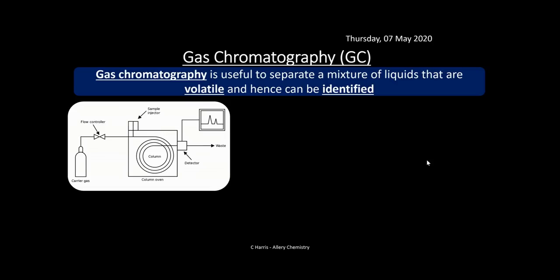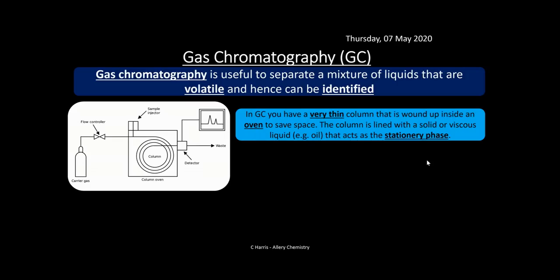So a gas chromatograph looks like this. This is the equipment. They're quite big bits of equipment, and they'll sit on a bench. But this is the diagram version here. In gas chromatography, we have a very thin column that is wound up inside an oven to save space. Because these things are really, really long, so we squash it all into an oven, and the column is lined with a solid or viscous liquid that could be an oil, and that acts as the stationary phase.